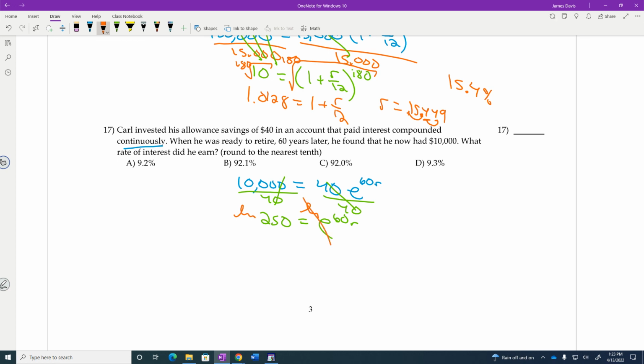That wipes it out. Natural log of 250 is 5.521, equals 60r. And then divide by 60. r is 0.092. Two places, and then it's actually just 9.2%. Pretty surprising, huh? Invest $40, you get $10,000. It's obviously a long time, but the power of compound interest.